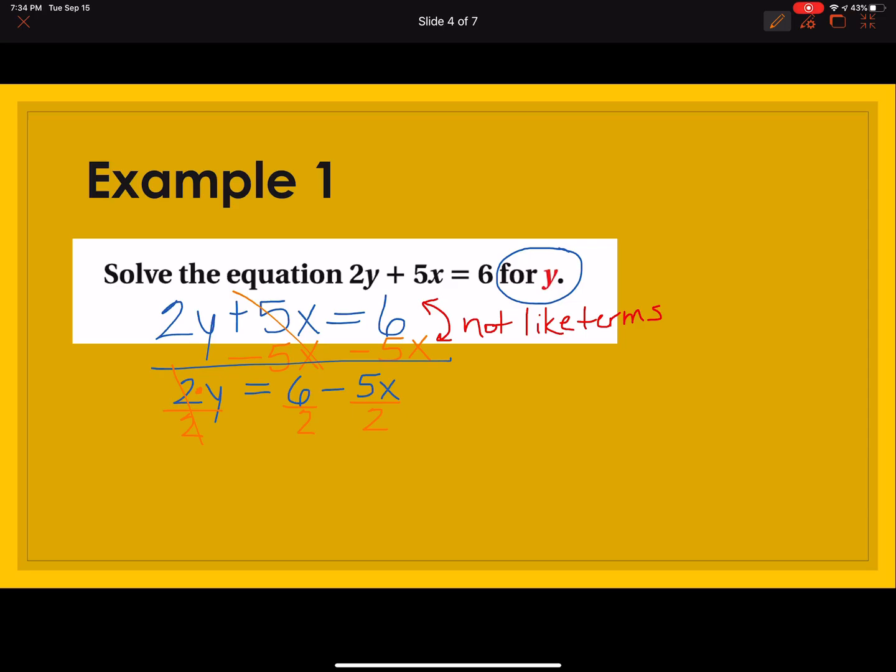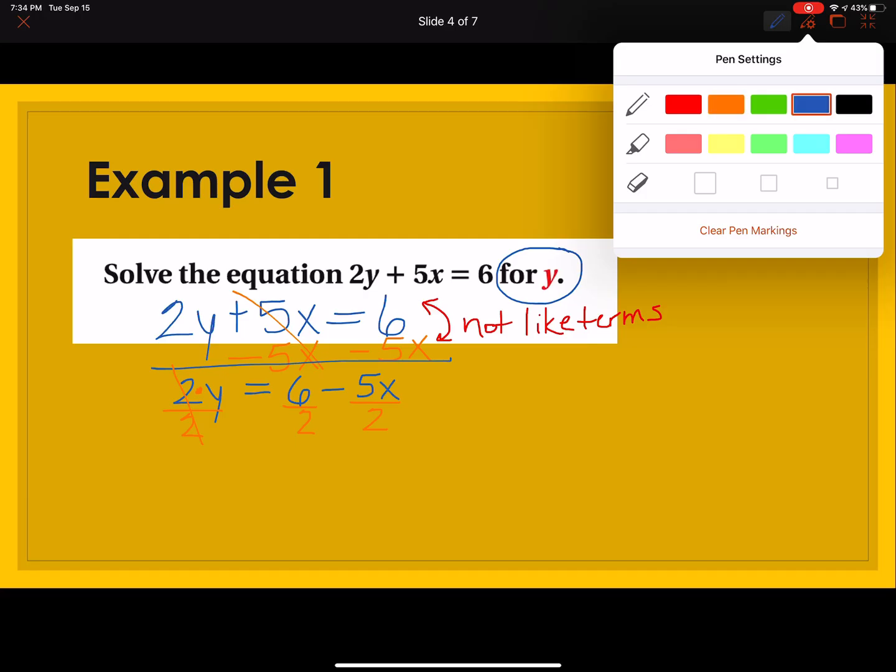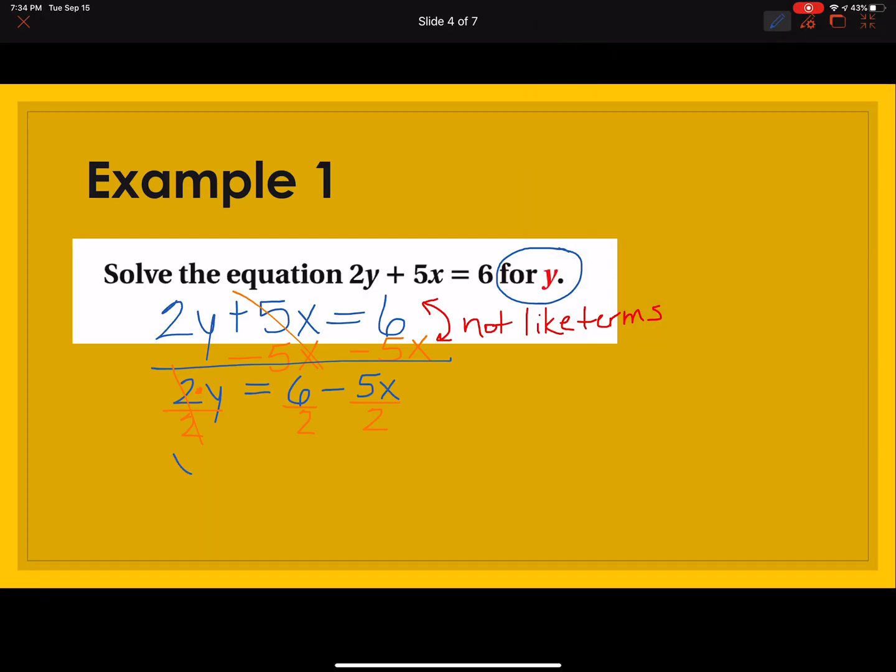Now, I can simplify those terms. So my new equation would look like y equals 6 over 2, or 6 halves, simplifies to 3. And negative 5 over 2, it's already in simplest form, 5 halves. You might see it written as a decimal, 2.5. Same thing. We're going to move our x down with that.